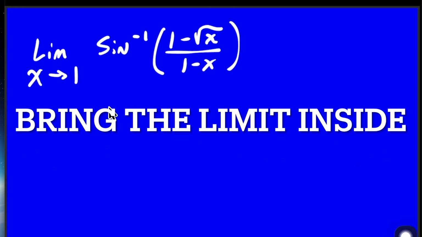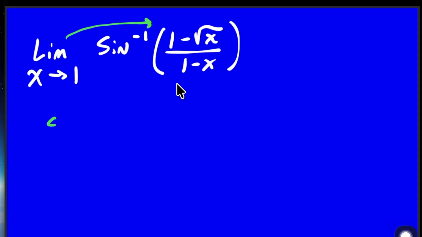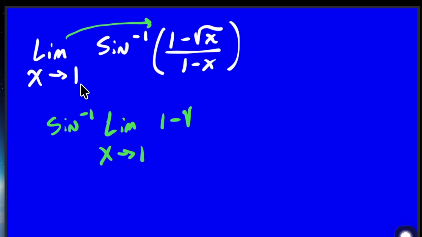Next, we have the limit as x approaches 1 of the inverse sine of this rational function. Now, folks, in this scenario, we are going to bring the limit inside. In other words, we're going to take the inverse sine of whatever this limit turns out to be. And we're allowed to do that if and only if this function is continuous as x approaches 1. So we're going to have this.